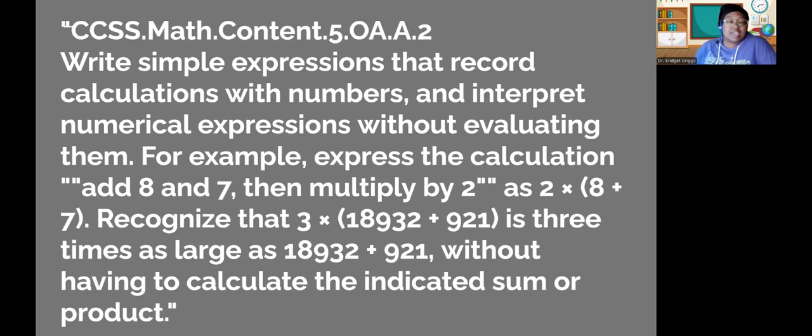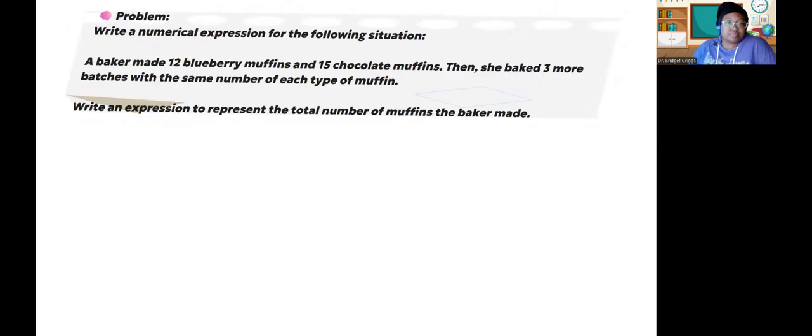So let's look at an example. We have an example here to kind of set the stage on what this will look like, but let's look at another one. So here's our problem. We're going to be writing a numerical expression of the following situation. A baker made 12 blueberry muffins and 15 chocolate muffins. Then she baked 3 more batches with the same number of each type of muffin. Write an expression to represent the total number of muffins the baker made.